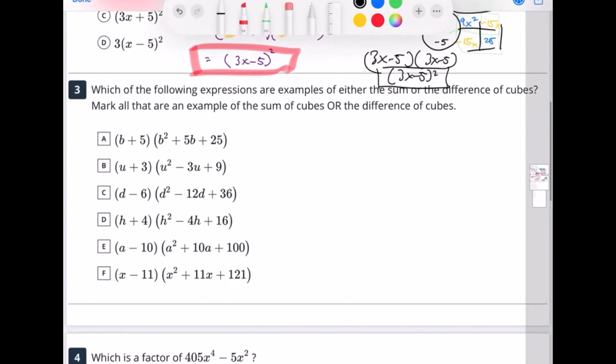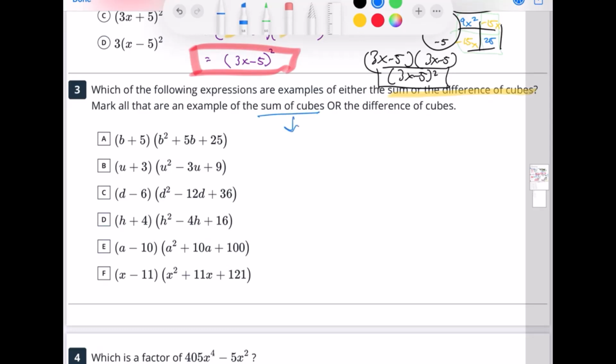Question number 3, which of the following expressions are examples of either the sum or difference of cubes? Mark all that are an example of the sum of cubes or the difference of cubes. Okay, so it's kind of like multiple choice. A couple things that you need to remember. You can just write out the formula. I'll write them out really quickly for you.